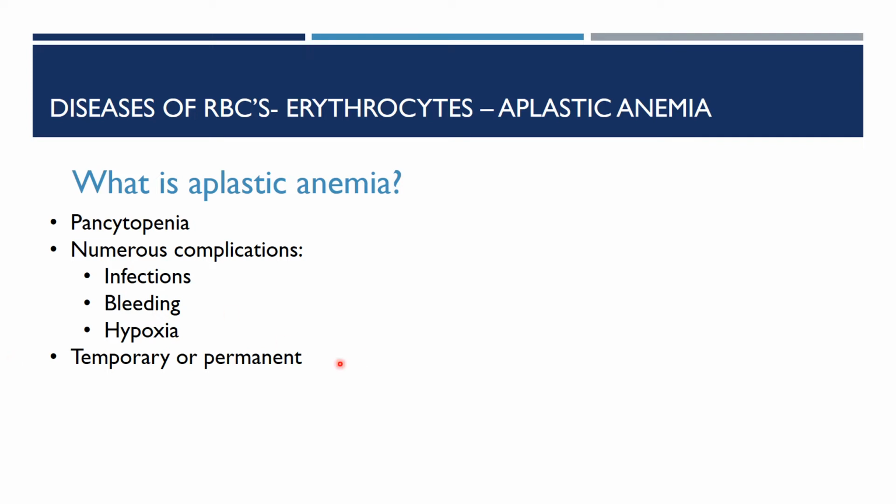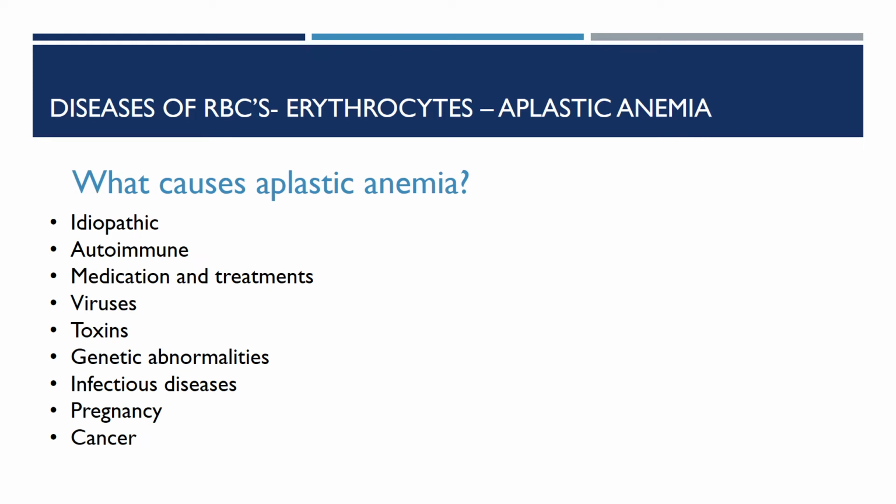So what is aplastic anemia? Aplastic anemia is going to be considered pancytopenia, right? So now all of our blood cells are lowered, right? So leukocytes, erythrocytes, and platelets. This can create a whole slew of problems, right? So we would see problems with fighting off infections, bleeding, and then our blood is not going to be able to carry enough oxygen, so hypoxia. Right? This isn't necessarily a permanent procedure. Oftentimes it is temporary.